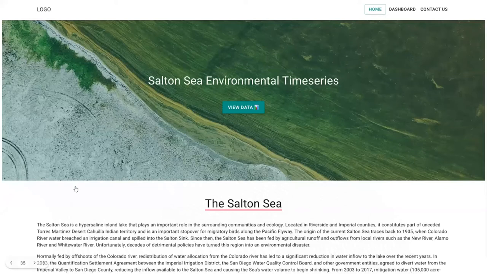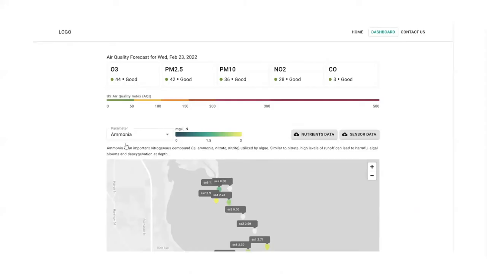The data dashboard landing page gives background information on the Salton Sea and the project. This homepage has links to view the data on the dashboard and a link to contact information for those who want to get involved in the project. When we click on the View Data button, we are taken directly to the data dashboard. The data dashboard can also be accessed within the menu located in the right-hand corner. Within the data dashboard section, we can see air quality data located within the top portion and water quality data located below it.